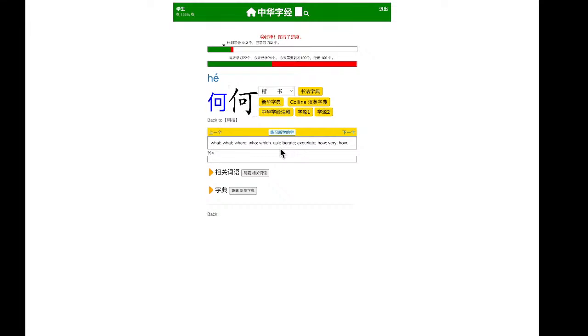How do you distinguish whether you are referring to a thing or a person? That's very simple, you just put words next to it, like 何人, right? 何人 means you ask a question about a person. 何事, 何物, so you ask about a thing, or ask about a manner.